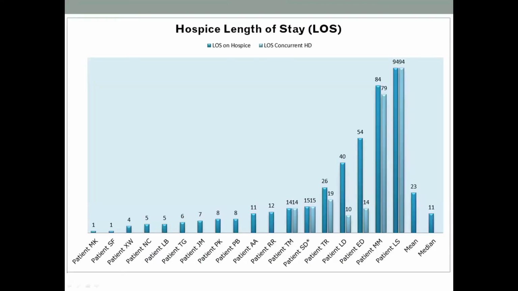And so this is a bit of a scatter plot of our patients and their length of stay. And patients who have this kind of light blue bar, these are folks who were able to receive concurrent hemodialysis for a period of time, with the mean hospice length of stay 23 days and a median of about 11 days on hospice.